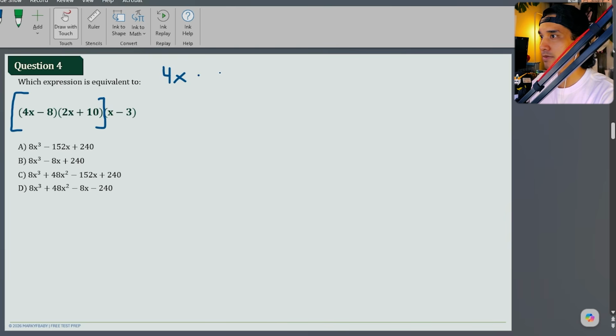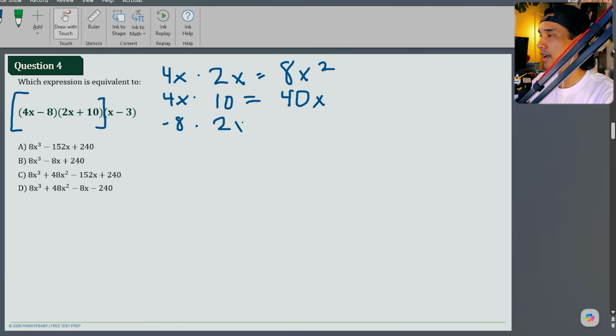4x times 2x? That equals 8x squared. Now what is 4x times 10? That equals 40x. And then what is negative 8 times 2x? That equals negative 16x. And what is negative 8 times 10? That equals negative 80. Okay, perfect.